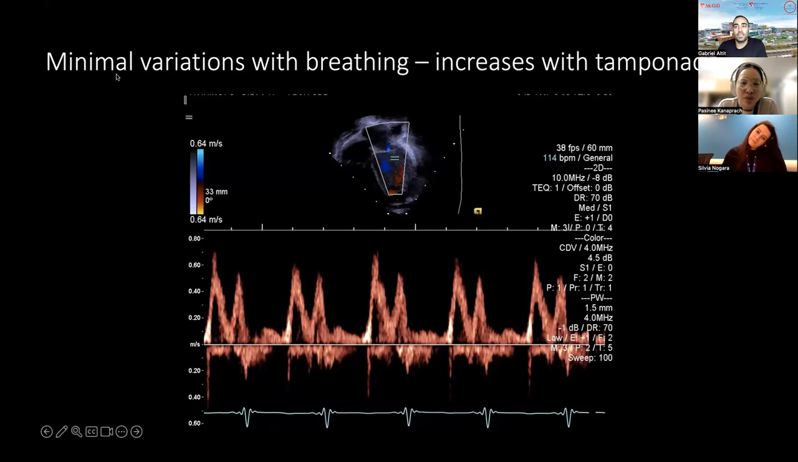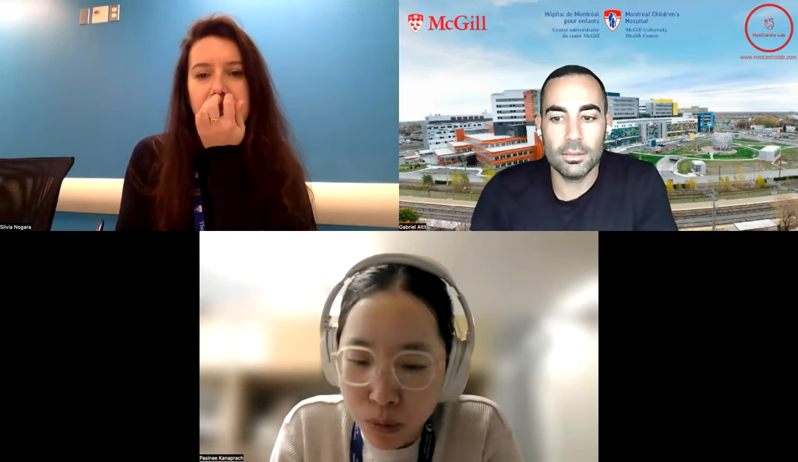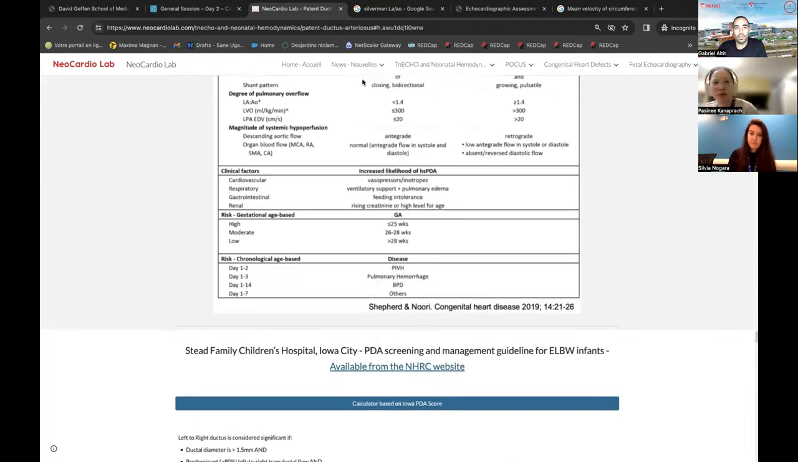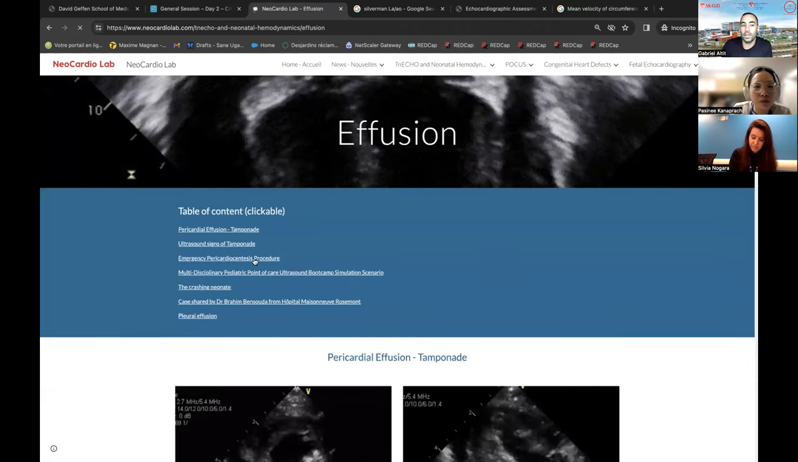The other thing is that there's typically minimal variation in this with breathing. And if you start seeing a lot of variation, that's one of the signs we see in babies with pericardial effusion that have tamponade. So I invite you, on your own time, to go read the section on tamponade, okay? Because echocardiographically, there are indirect signs that we can look for to see if an effusion is clinically significant or not.